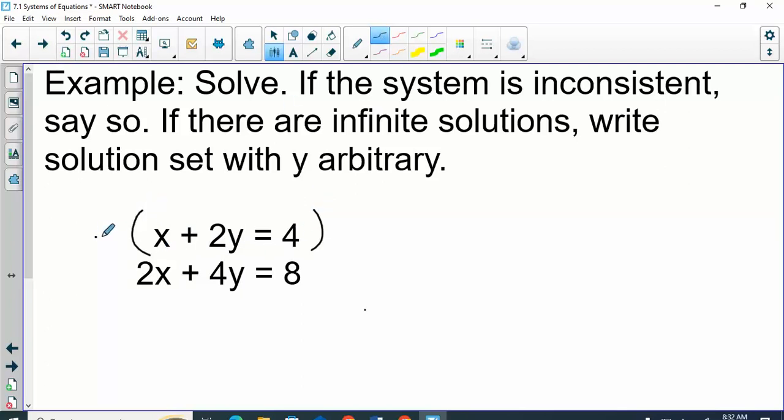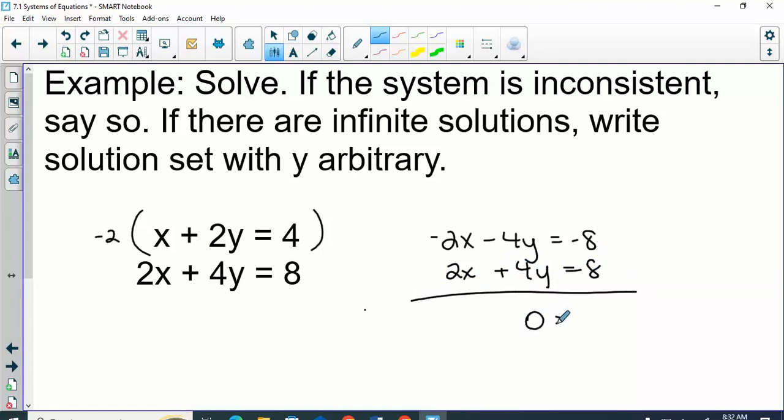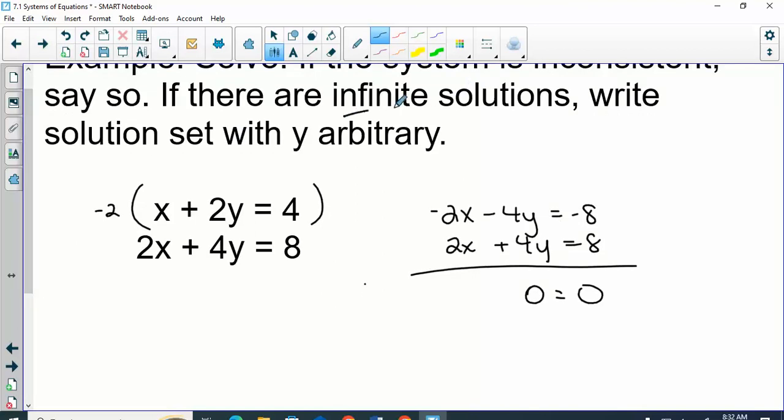So if we multiply the top by -2, we get -2x minus 4y equals -8. And then we have the positive 2x plus 4y equals 8. So when you add these, you get 0 equals 0. So what does that mean? It's consistent. There are infinite solutions.